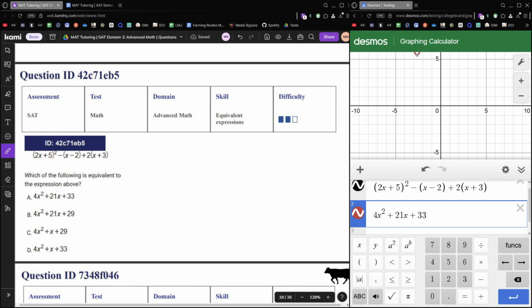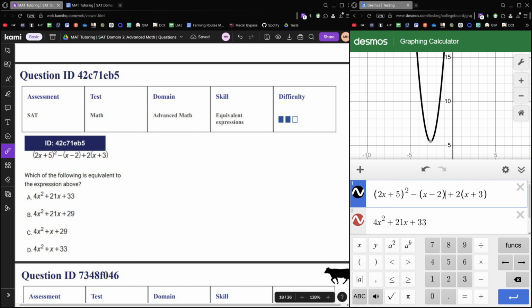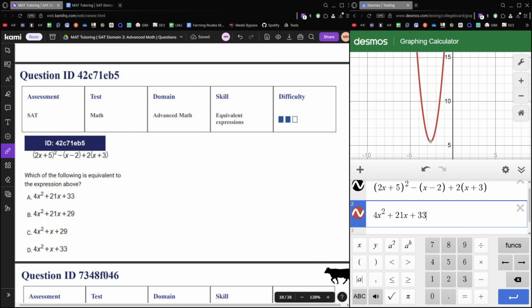Alright, I went ahead and typed it in, and let's compare our graphs. What I like to do is I like clicking between the two of them. Here's a black one, and then here's a red one. And they happen to be on top of each other. That means they're equal because the graphs are the same. So they're equivalent. The answer is A.